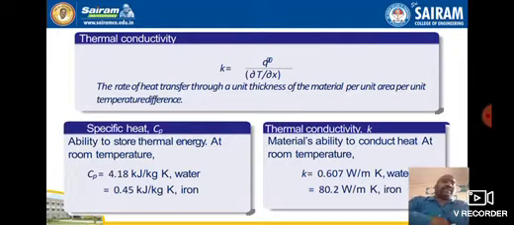So what is meant by thermal conductivity? Thermal conductivity is nothing but the ability to allow the flow of heat. We can also define it mathematically as the rate of heat transfer through a unit thickness of material per unit area per unit temperature difference. We can write it as K equal to Q divided by dT by dx. So let us understand the difference between specific heat and thermal conductivity. For example, water has a higher specific heat than iron. But in case of thermal conductivity, iron has a higher thermal conductivity than water. This is the difference between specific heat and thermal conductivity.